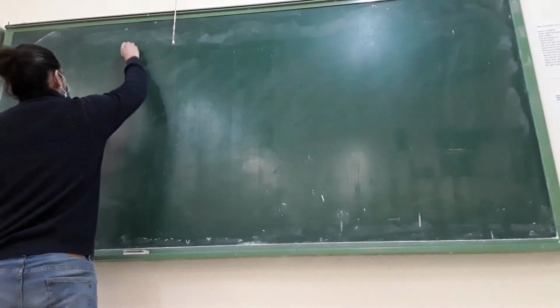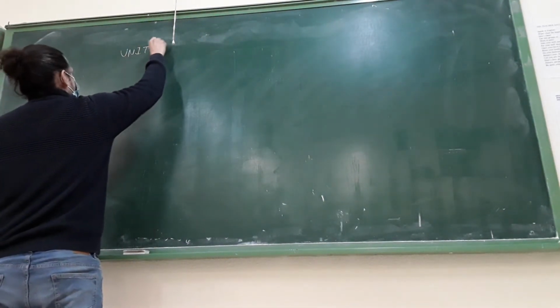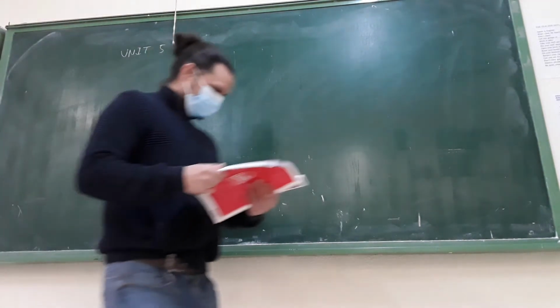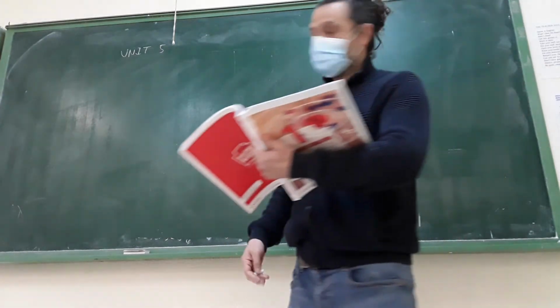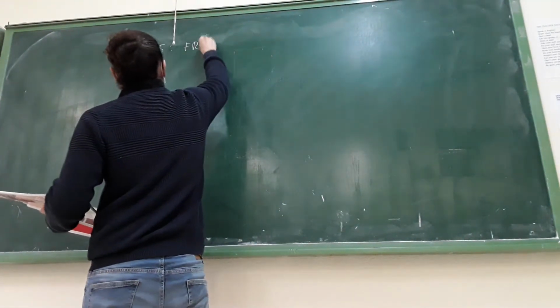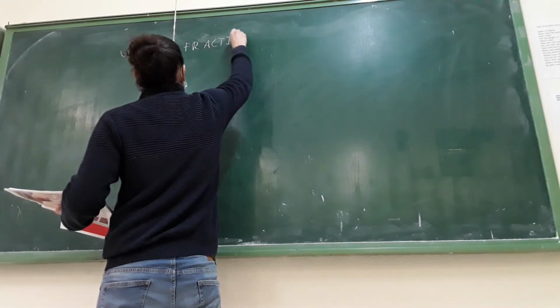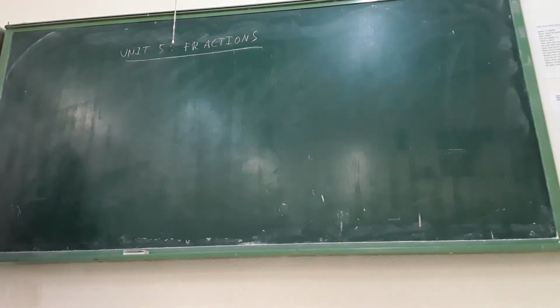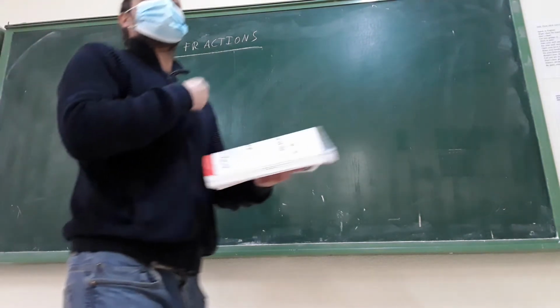And we are going to start Unit 5. For us, it's going to be Unit 5. Please remember, in the book, it's not going to be Unit 5. In the book, it's going to be Unit 7. But for us, in our order, it is Unit 5. And it's called Fractions. Fracciones. There are 2 units involving fractions in the book, Unit 7 and Unit 8.